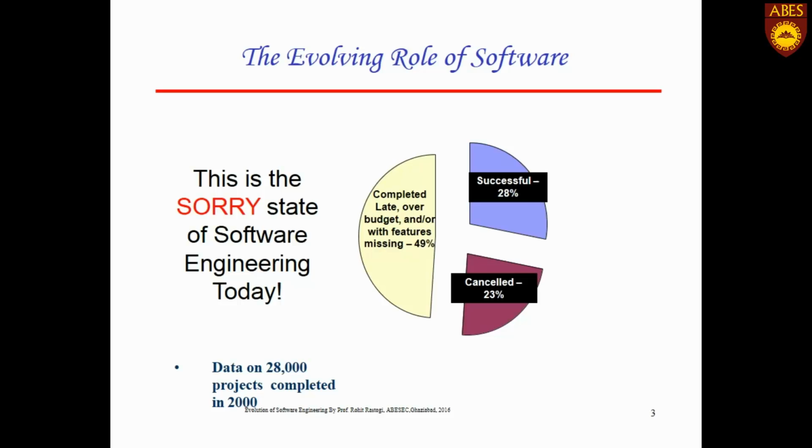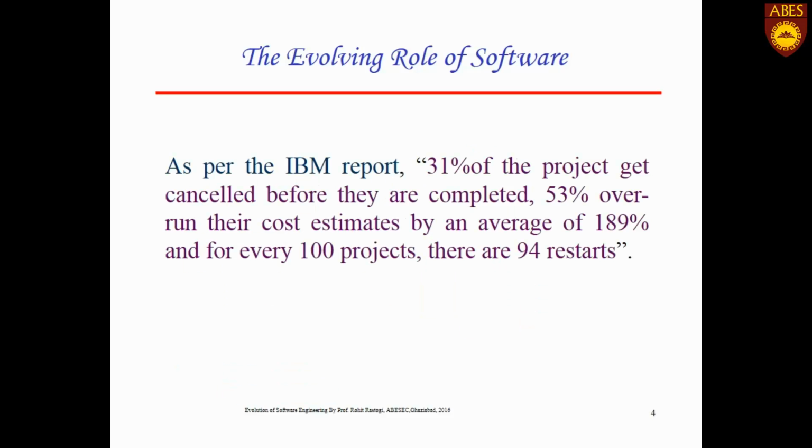This is a very sorry figure, as I told earlier, that most of the software is cancelled, restarted, or has problems of over-budgeting, over-cost estimation and over-scheduling. The successful software is around 28%. This data is compiled by different survey agencies, out of 28,000 projects. IBM is a giant in software production, and its analysis says that 31% of the projects are cancelled and 53% are over budget. Out of 100 projects, even 94 projects are restarted.